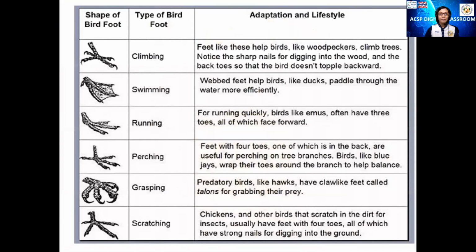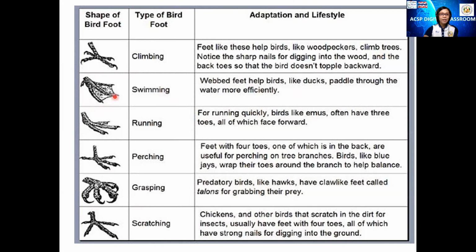Next, also the body parts of birds. This is physical adaptation of birds. The type of bird foot. If the bird foot is like this, they have 4 toes. This is used for climbing, like woodpecker birds. They climb on trees. Their feet help the birds to dig into the wood, and they have sharp nails for digging.